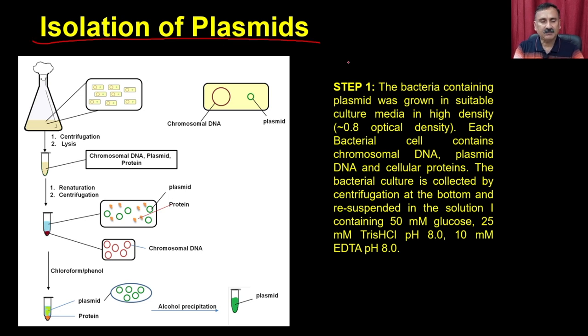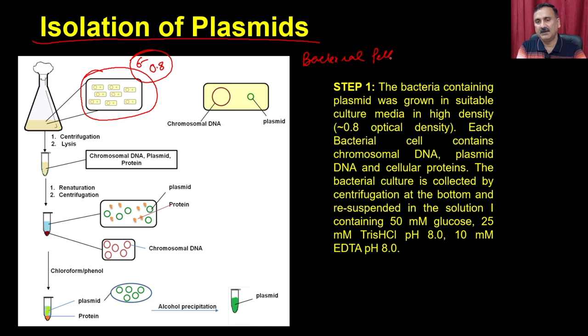So first, you're going to transform the bacteria with the plasmid which you want to isolate. Then you will grow them to an OD of 0.6 to 0.8. Once you have this culture, you can centrifuge the culture and collect the bacterial pellet.